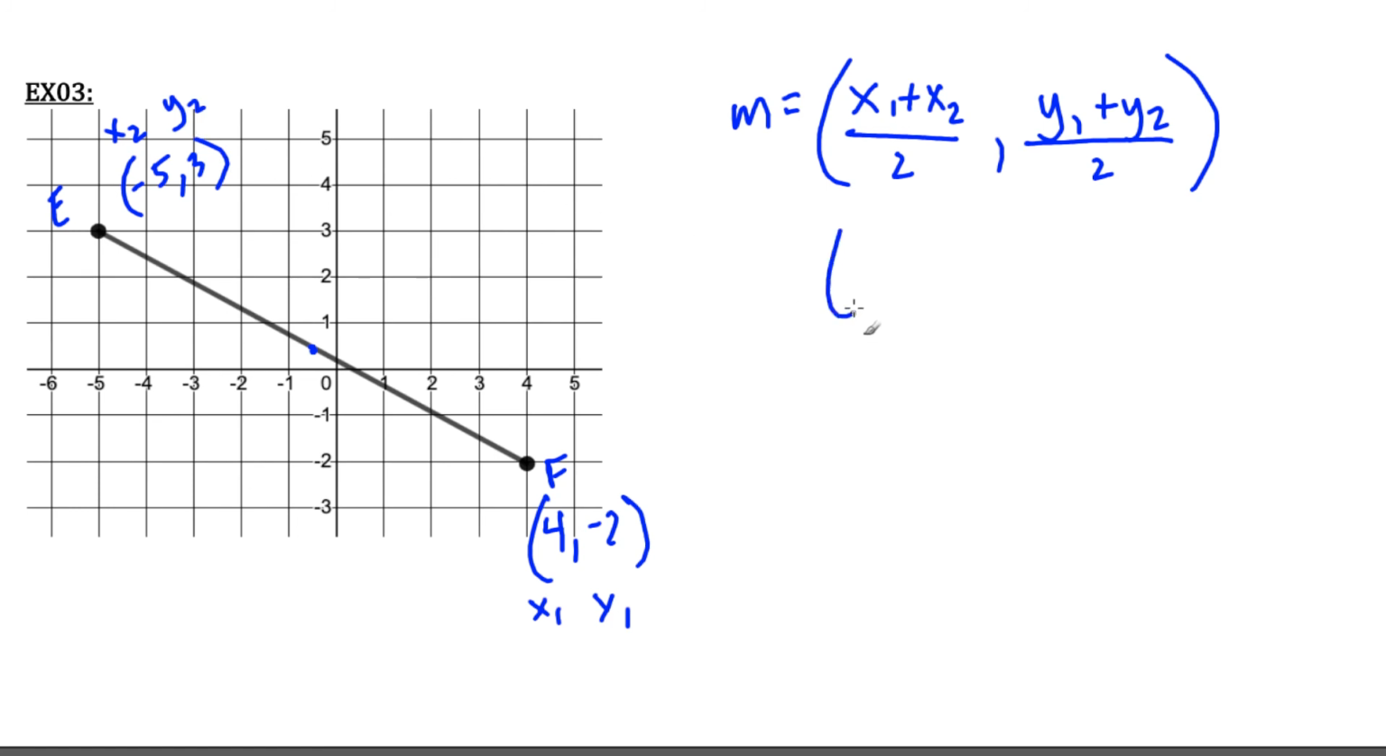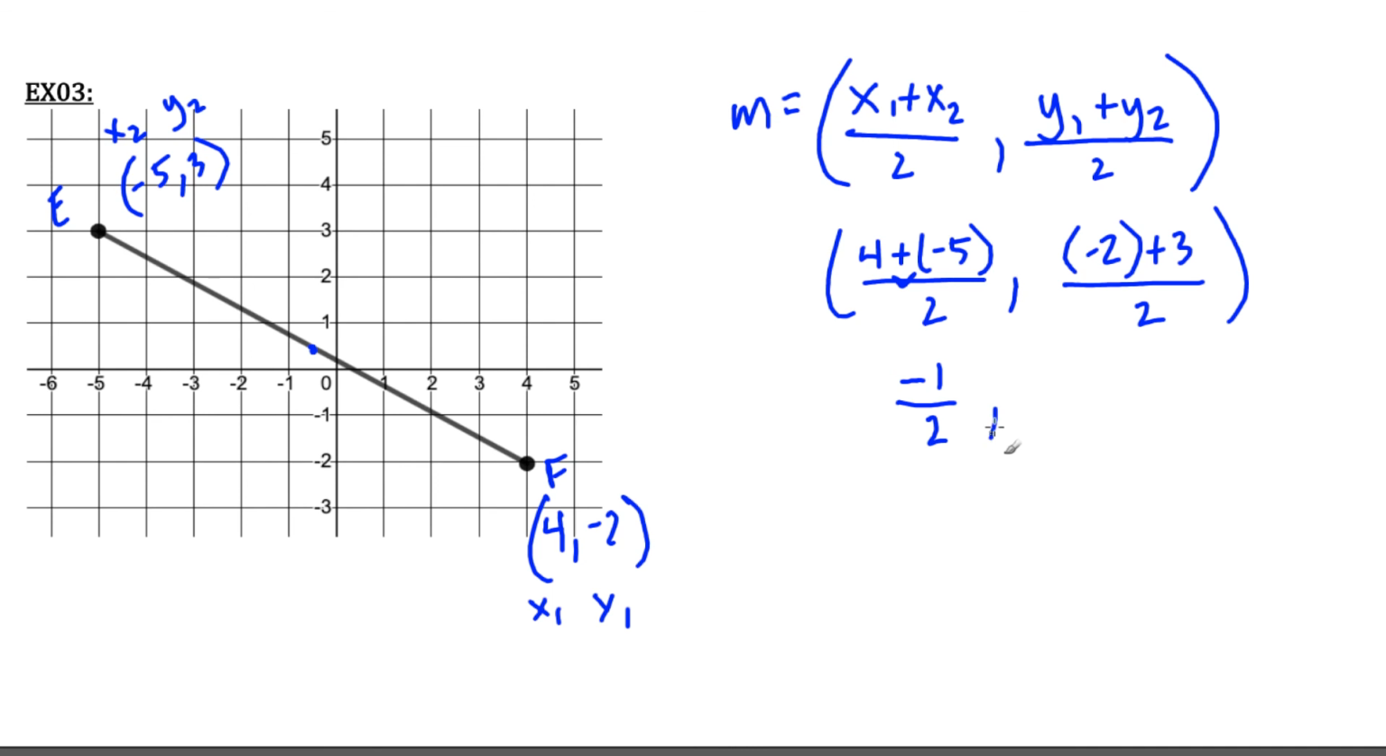It doesn't matter. So 4 plus negative 5 over 2. And then negative 2 plus 3. I like to put my negatives in parentheses just so I don't mess them up, but that one's unnecessary. So 4 plus negative 5 is negative 1 over 2. And negative 2 plus 3 is positive 1, and then over 2. So let's put it in decimal form. Negative 0.5, comma 0.5. This is my midpoint.